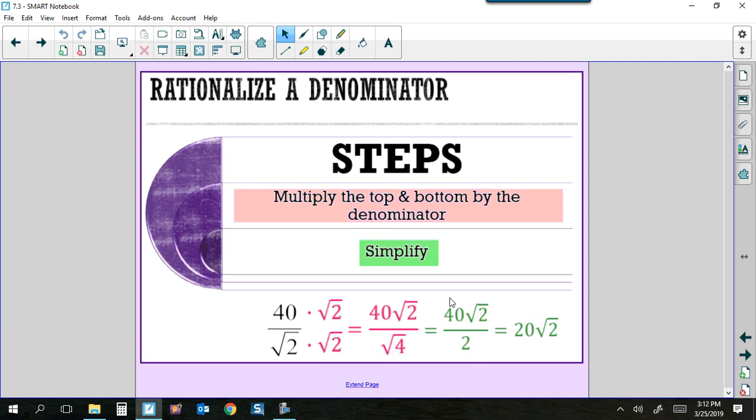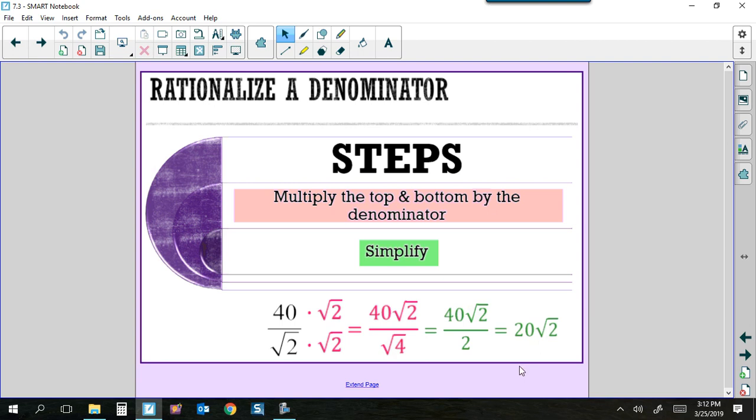That's where we stopped in the last problem, but as I was saying, you need to look and see if anything's reducible after that. Well, this 40 is outside, and this 2 is also outside. So would you be able to reduce 40 over 2? Yes, to 20, and then that square root of 2 just stays at the end.